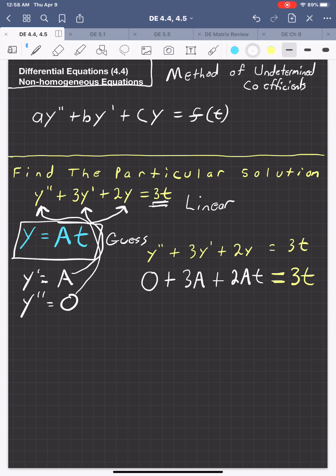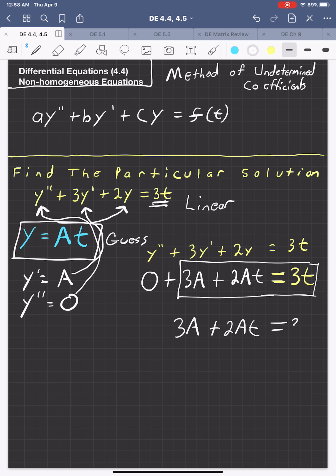And now I want you to take a look and see if there's any way that we could make this work. Well, that's not going to work. There's no way for you to make 3a plus 2at equal 3t. Right? That doesn't make any sense. You can't. These are not functions that you could combine.